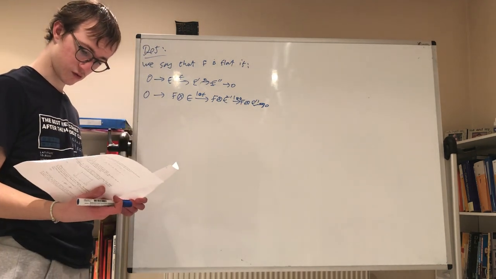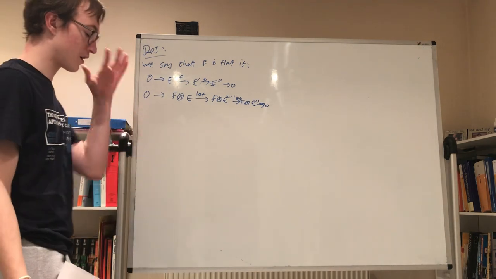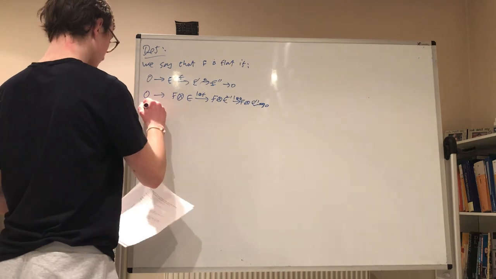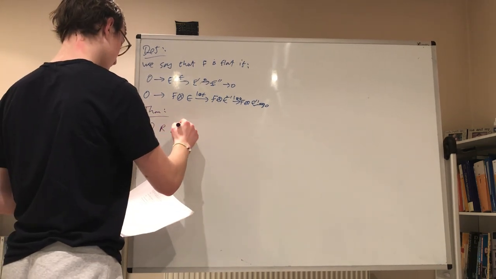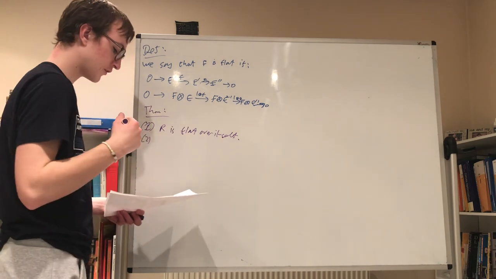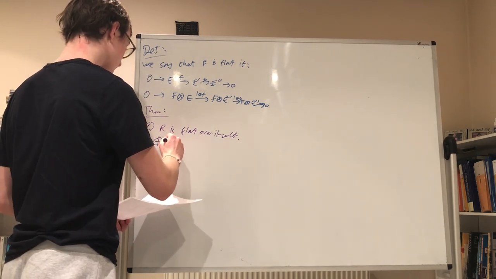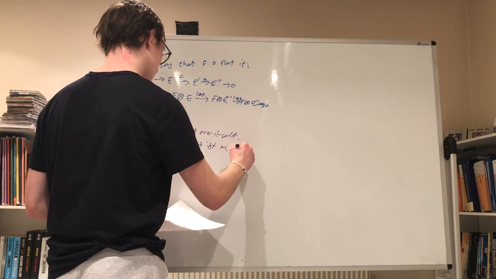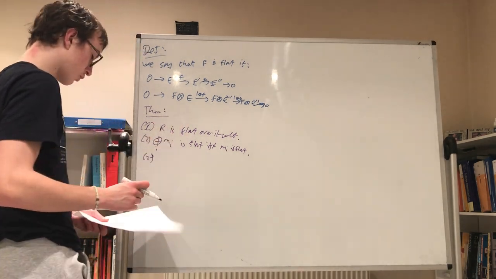So, what do I have here? Okay. So, there's two theorems I'm going to prove about these, and then that's that. So, firstly, what's the first theorem? Firstly, a ring is a flat module over itself. Secondly, given some collection of modules M_i, the direct sum is flat if and only if each M_i is flat. Three, and these are all just properties of flat modules. Three is all projective modules are flat.